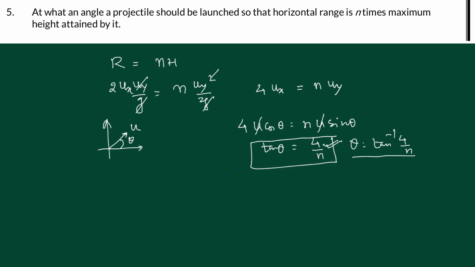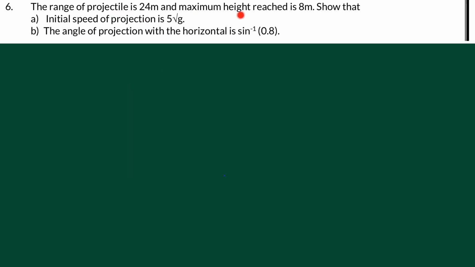Next problem: range and maximum height are given. We have to show the initial speed is 5 root g and the angle of projection. So use the formula for range and maximum height. Range, you know, is 2 ux uy by g and maximum height is uy square by 2g.